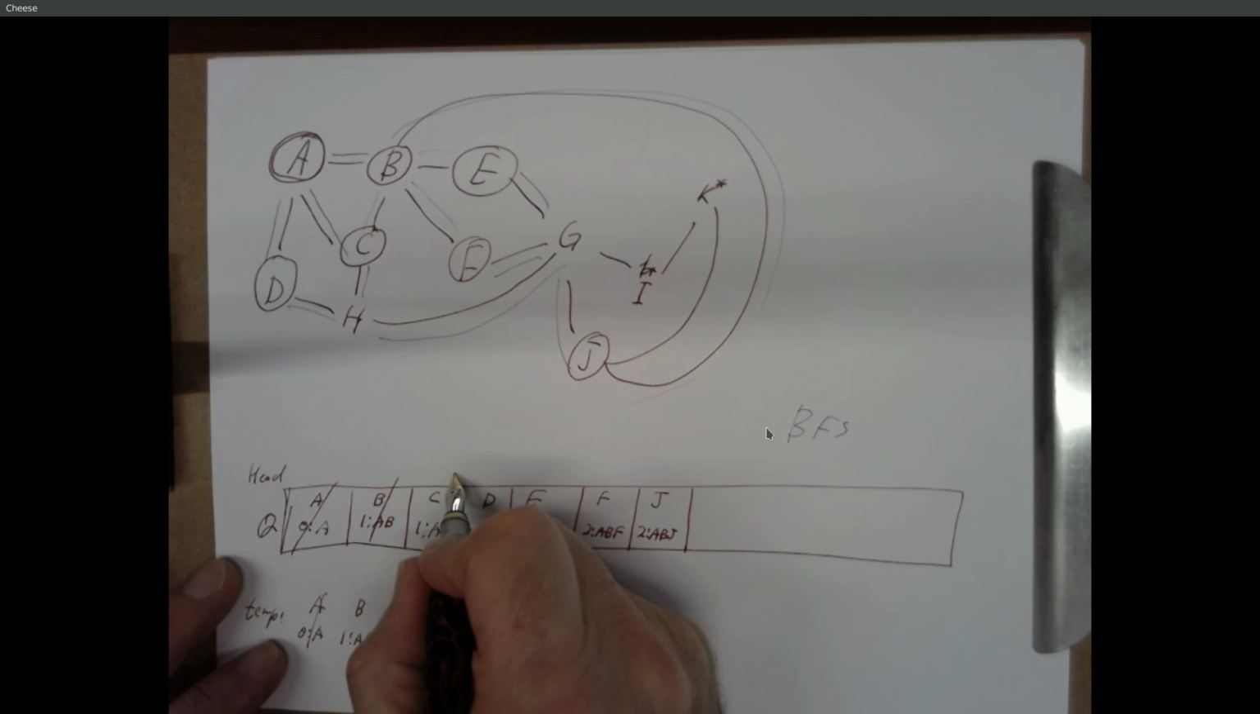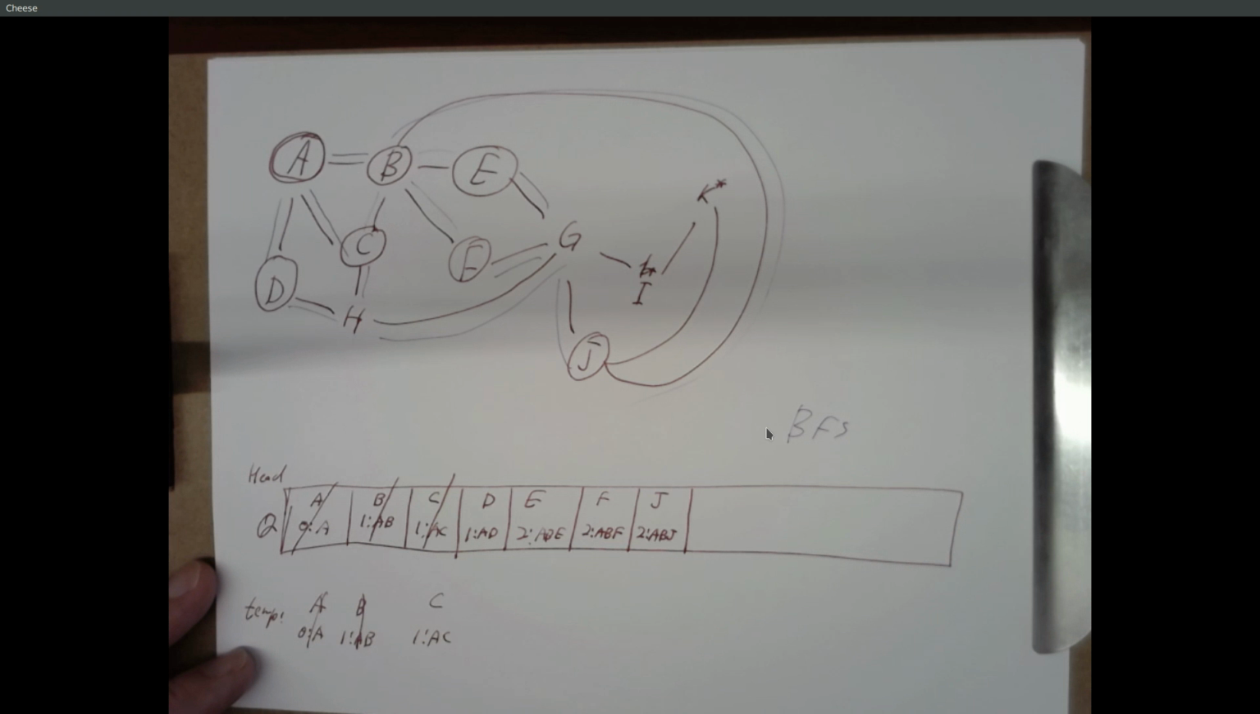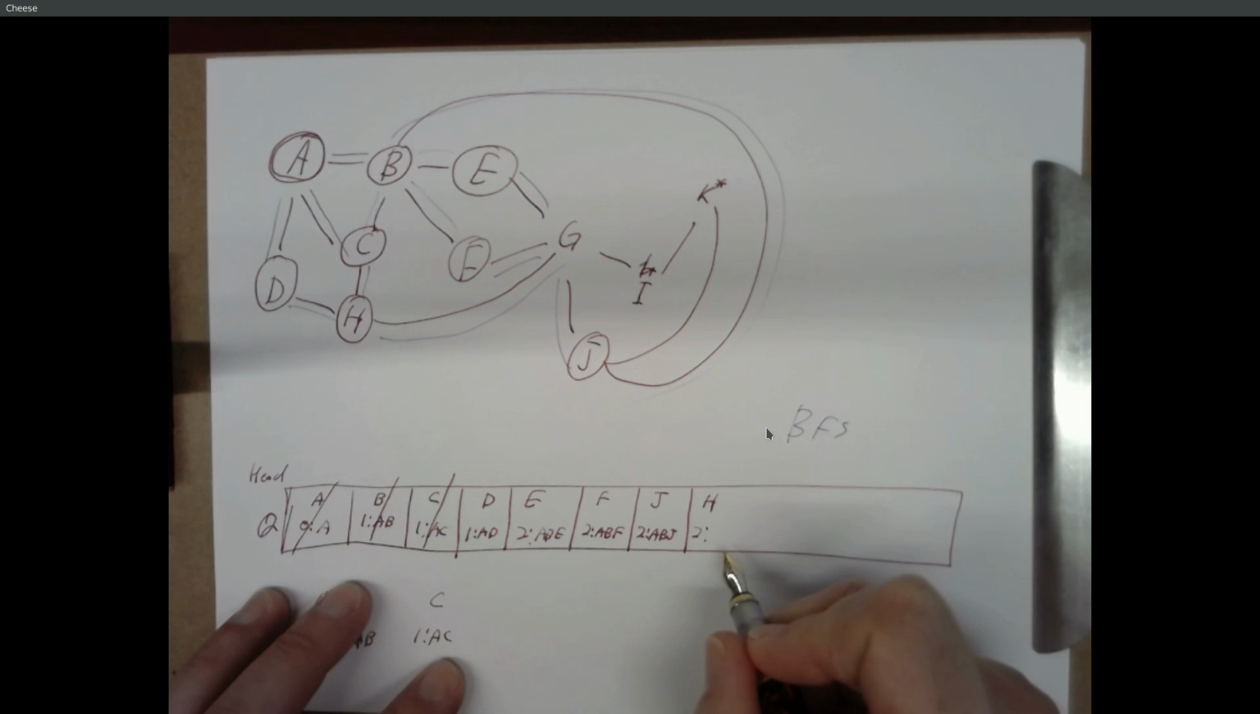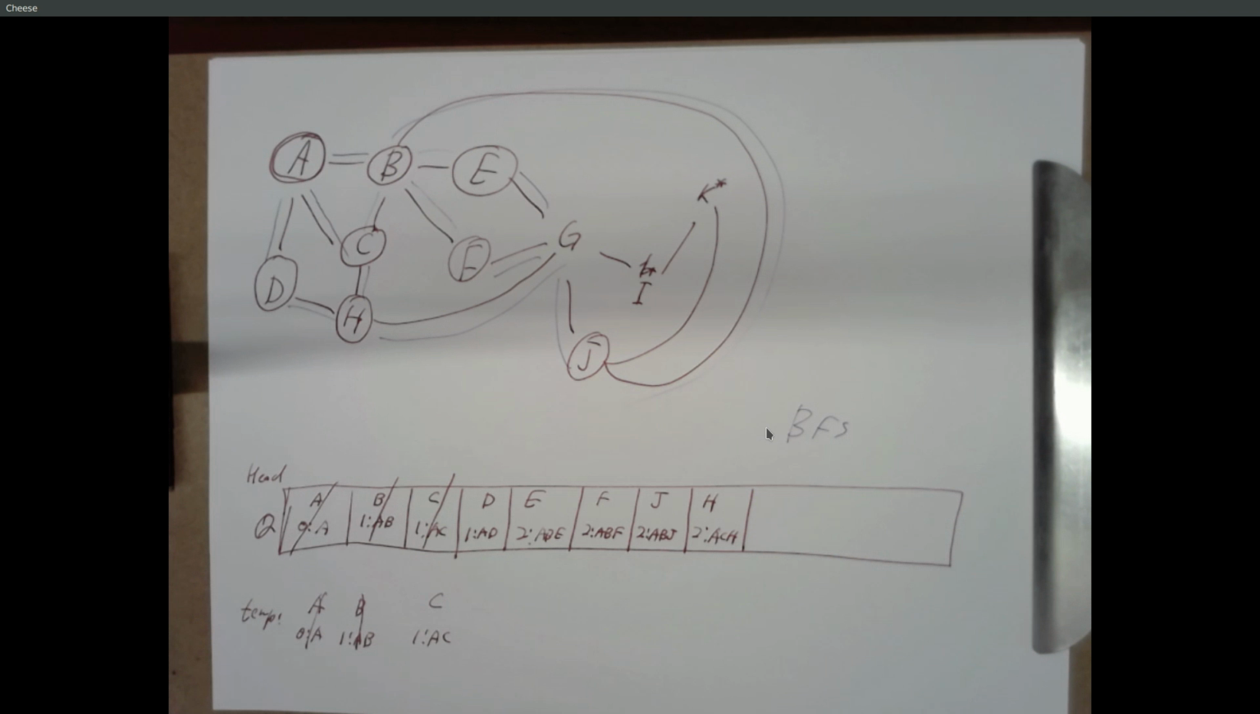This is C, 1, colon, AC. Push its children. Well, A's already been visited. B's already been visited. H is new. So let's mark that. Let's push in H. Distance is 1 plus 1 is 2. Path is AC, followed by H. Keep going, pull off the head of the queue.